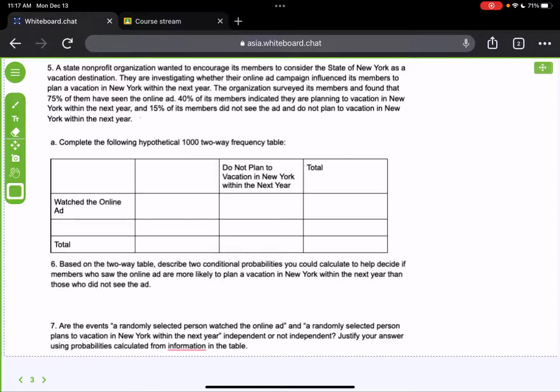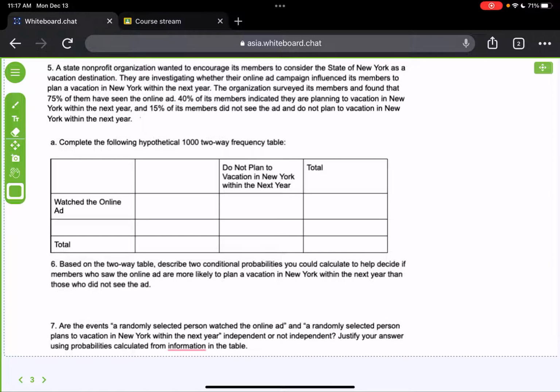A state nonprofit organization wanted to encourage its members to consider the state of New York as a vacation destination. They are investigating whether their online ad campaign influenced its members to plan a vacation in New York within the next year. The organization surveyed its members and found that 75% of them had seen the online ad. 40% of the members indicated that they are planning on vacationing in New York within the next year, and 15% of its members did not see the ad and do not plan to vacation in New York next year.